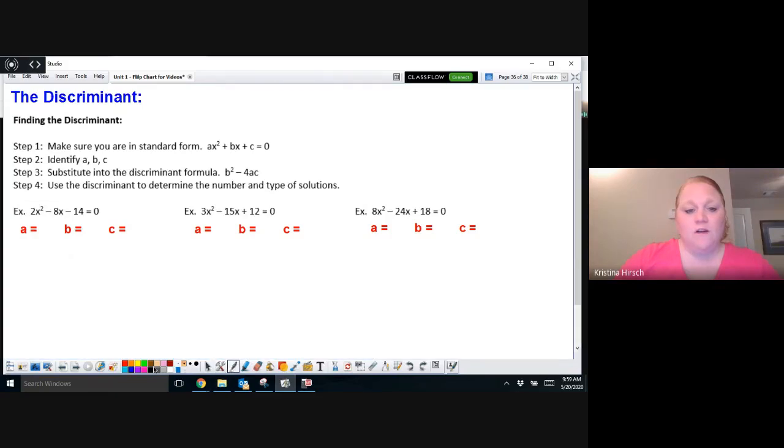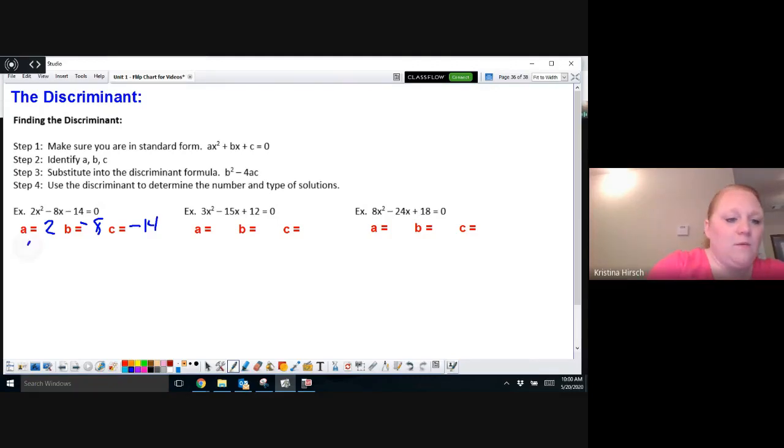For this first example, our a value is 2, b is -8, and c is -14. We're going to substitute those numbers into our formula. Notice that b is negative. It's important that when you're squaring that you use parentheses, especially when they're negative. Then minus 4, that's part of the formula. A is 2, and c is -14.